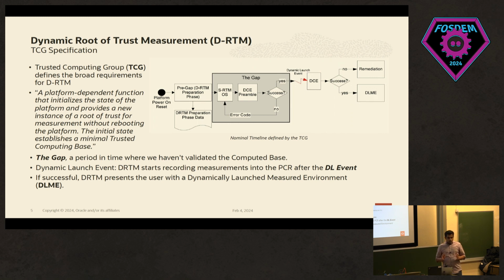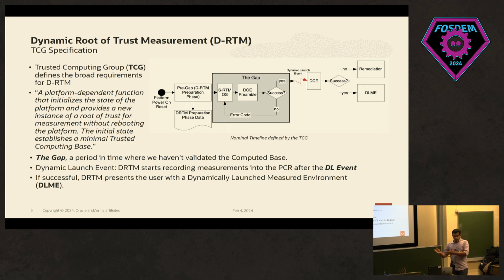In order to address these drawbacks, the Trusted Computing Group introduced a new model called the Dynamic Root of Trust Measurement, where the trust still resides in hardware, but it does not necessarily start at the power on event. It can start any time that we choose based on our implementation at what is called a DL event, or a dynamic launch event.